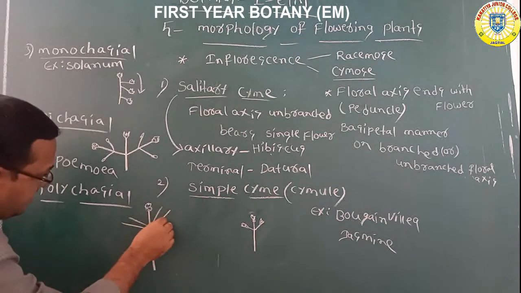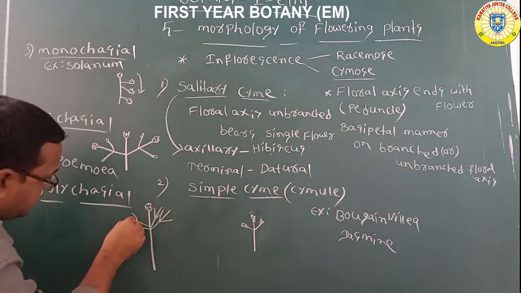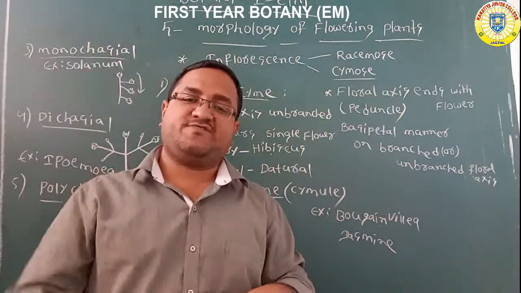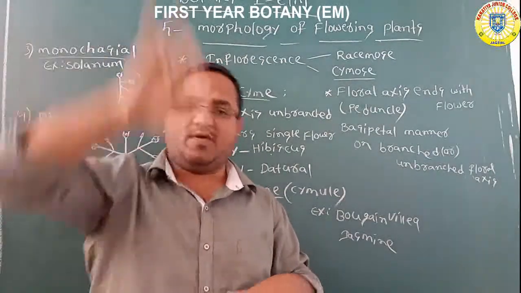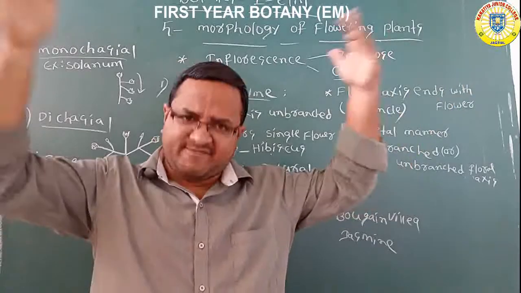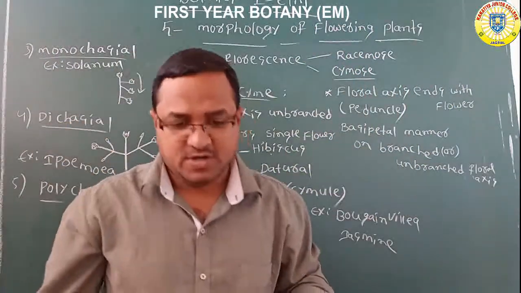From here, more than two branches. Here also more than two branches. And every time, more than two branches are developed. First, the floral axis ends with a flower, then after, more than two branches are developed. Then again, more than two branches. Every time more than two branches are developed.